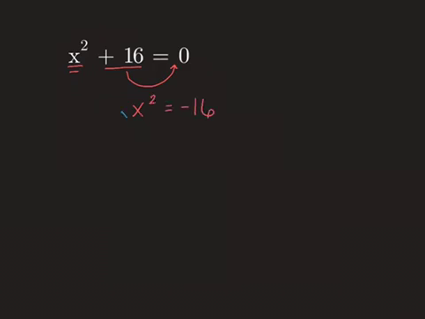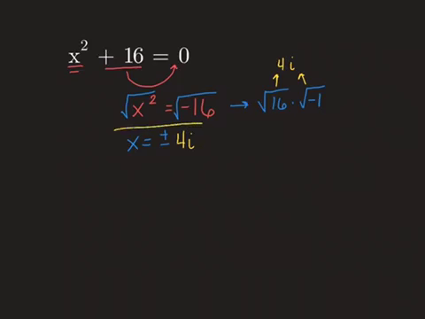And then I want to go ahead and take the square root of both sides. So I have x is equal to positive or negative. Now remember, I can treat this as the square root of 16 times the square root of negative 1. We know that the square root of 16 is 4, and we know that the square root of negative 1 is i, so this is plus or minus 4i. So anytime I have a negative under that radical, I'm going to have i in my answer.